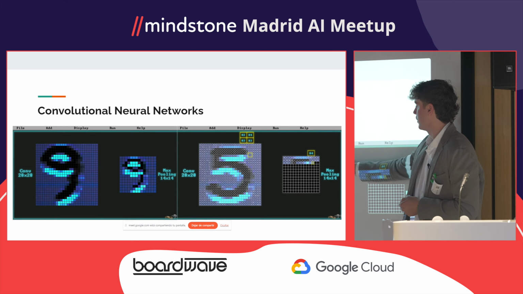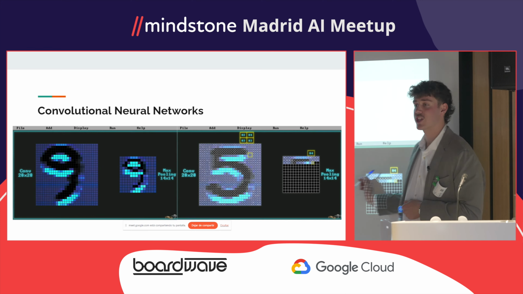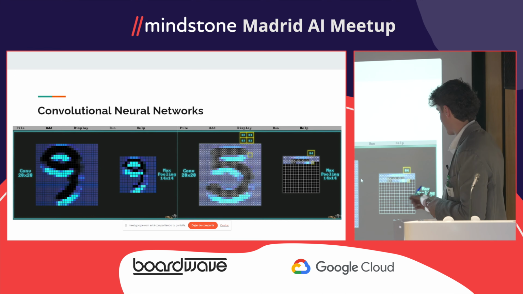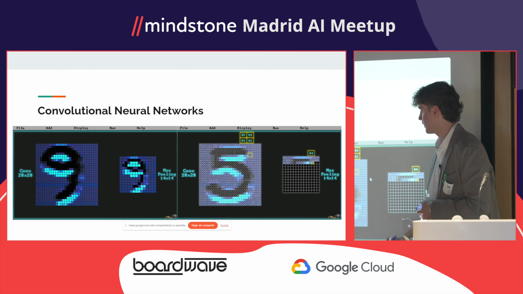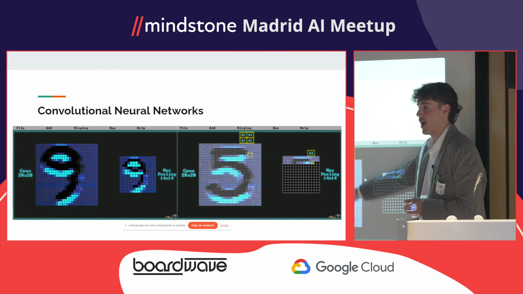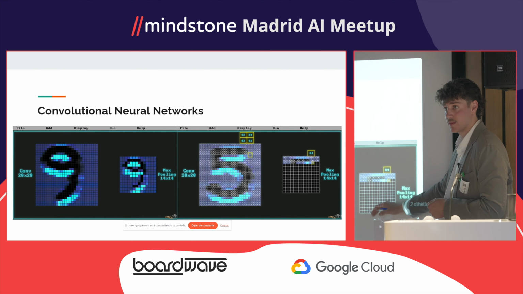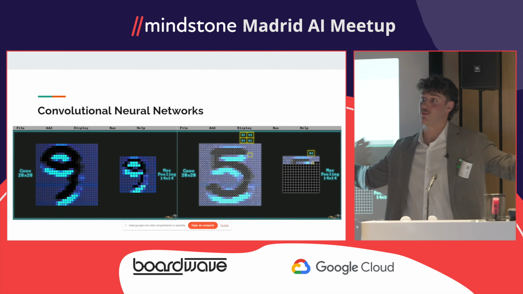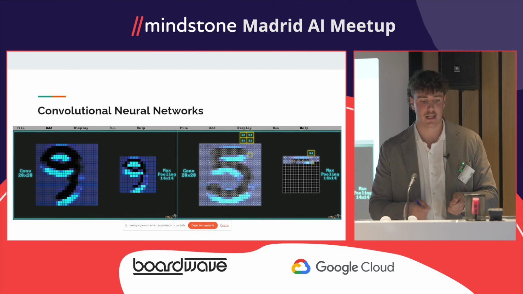Well, it takes a little kernel, as you can see, and it will scan through the whole image, taking the max value every time. That way, we can keep the feature map, but much more reduced, allowing us to create more complex networks using less computing power.